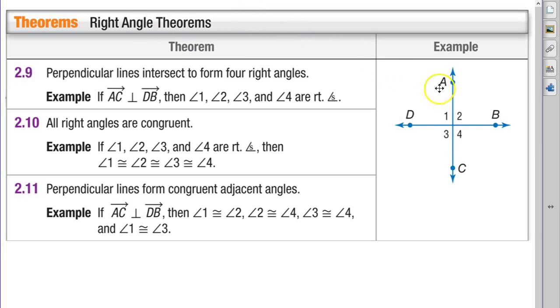Well, the definition of perpendicular just states that 2 lines intersect to form a right angle, not 4. If they'd said 4, it'd be nice, but they just say 1. So we have to have a theorem that specifies, no, all 4 of them would be right angles. And I think it's kind of obvious to see. Theorem 210 says all right angles are congruent, which should be obvious as well. If you're a right angle, you're 90 degrees. They all have the same measure, so they must be congruent.